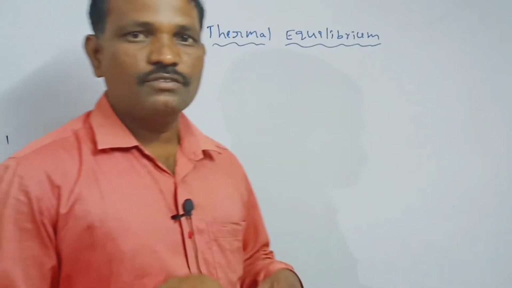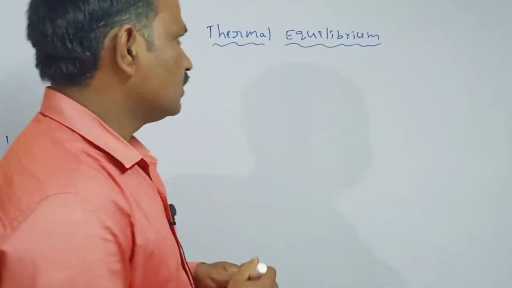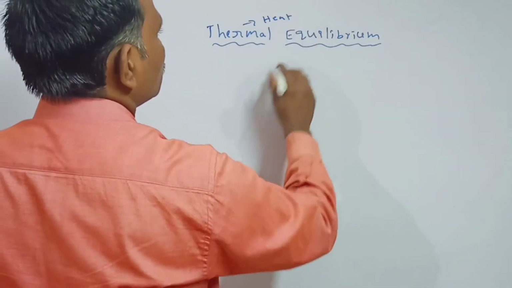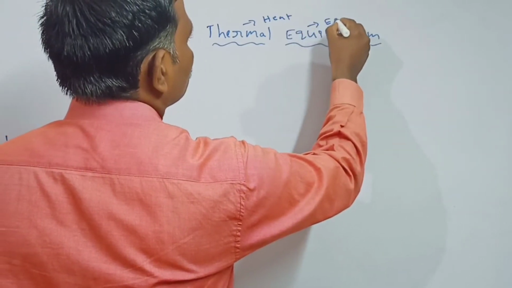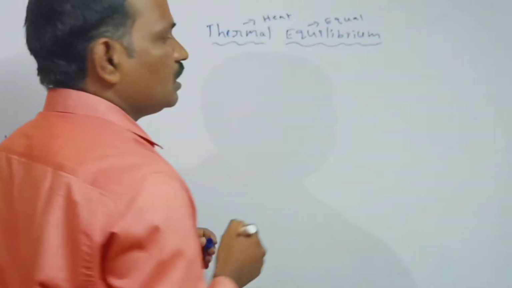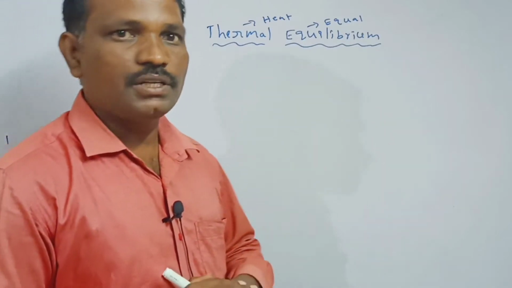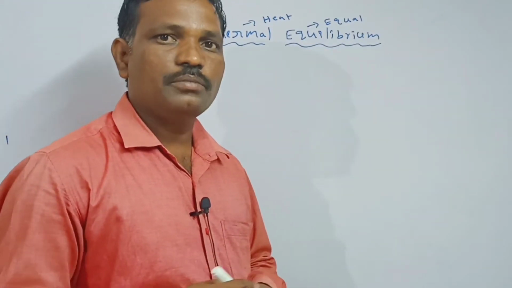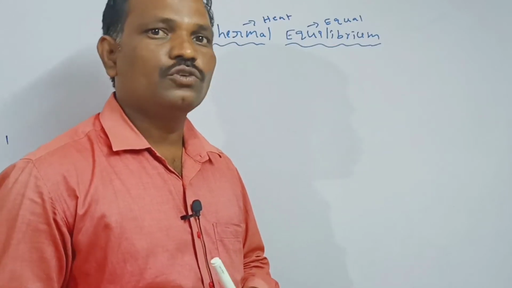The general meaning of thermal equilibrium is that thermal means heat, equilibrium means equal. Heat equivalence is called thermal equilibrium. Now we will see how thermal equilibrium will take place between two objects.